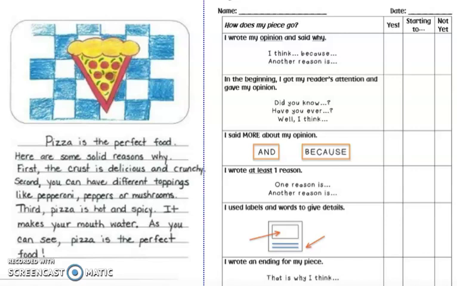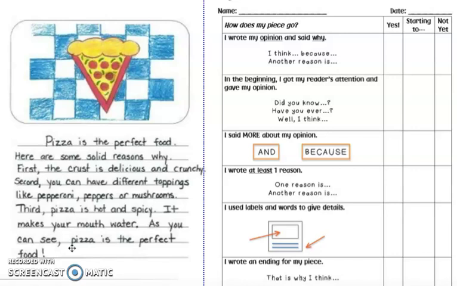So here's a writing piece from a first grader about pizza. First of all, let's read her writing together. Pizza is the perfect food. Here are some solid reasons why. First, the crust is delicious and crunchy. Second, you can have different toppings like pepperoni, peppers, or mushrooms. Third, pizza is hot and spicy. It makes your mouth water. As you can see, pizza is the perfect food.